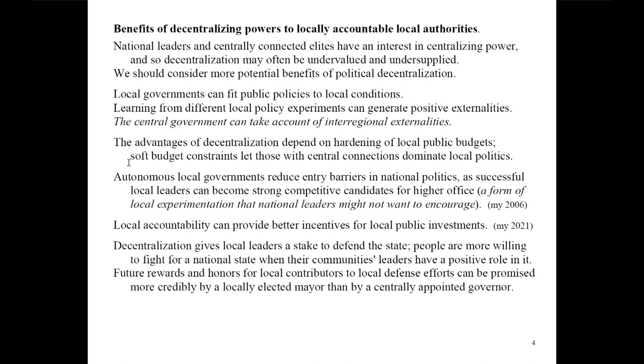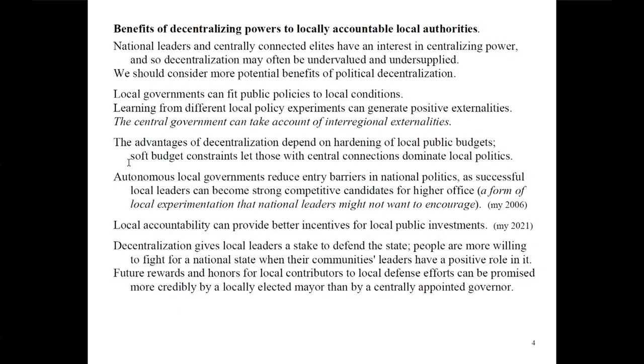I want to at least mention that part of the reason I got involved talking about local government in Ukraine in 2014 is that I had theories. One of the things I've argued in a paper in 2006 in the Quarterly Journal of Political Science was that autonomous, democratic local governments reduce entry barriers into national politics, as successful local leaders can become strong competitive candidates for higher office. And you could call this a form of experimentation that national leaders would not necessarily want to encourage.